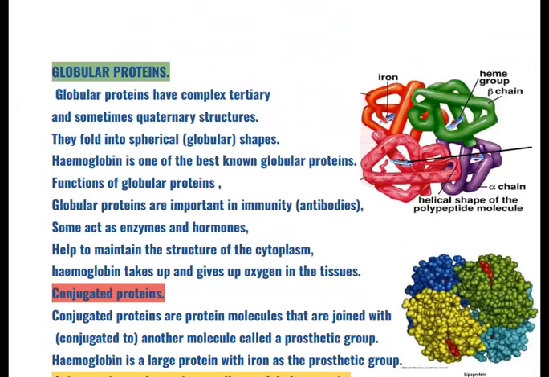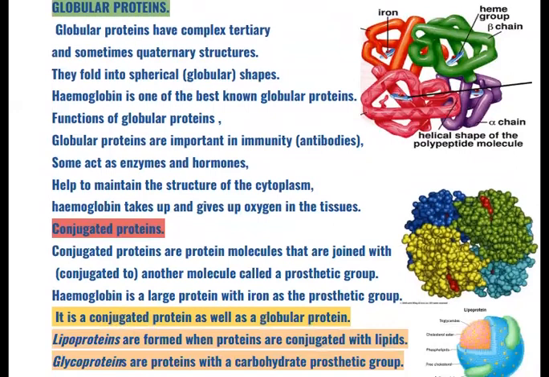Globular proteins. Globular proteins have complex tertiary and sometimes quaternary structures. They fold into spherical, globular shapes. Hemoglobin is one of the best-known globular proteins. Functions of globular proteins. Globular proteins are important in immunity, as antibodies. Some act as enzymes and hormones, and help to maintain the structure of the cytoplasm. Hemoglobin takes up and gives up oxygen in the tissues.